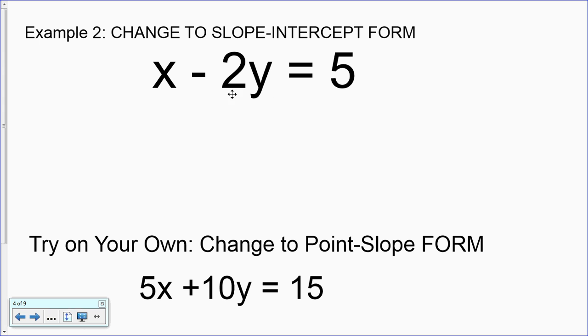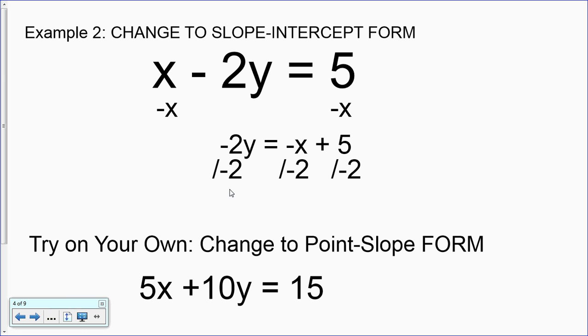All right, here's another example. Change it to slope-intercept form. So they gave us standard, and we need to put it in slope-intercept form. So this is easy because we just need to put it in y equals mx plus b. So we're going to go ahead and subtract x from both sides, giving us negative 2y equals negative x plus 5. Then we're going to divide everything by negative 2. That gives us y equals 1/2 x minus 5 halves.